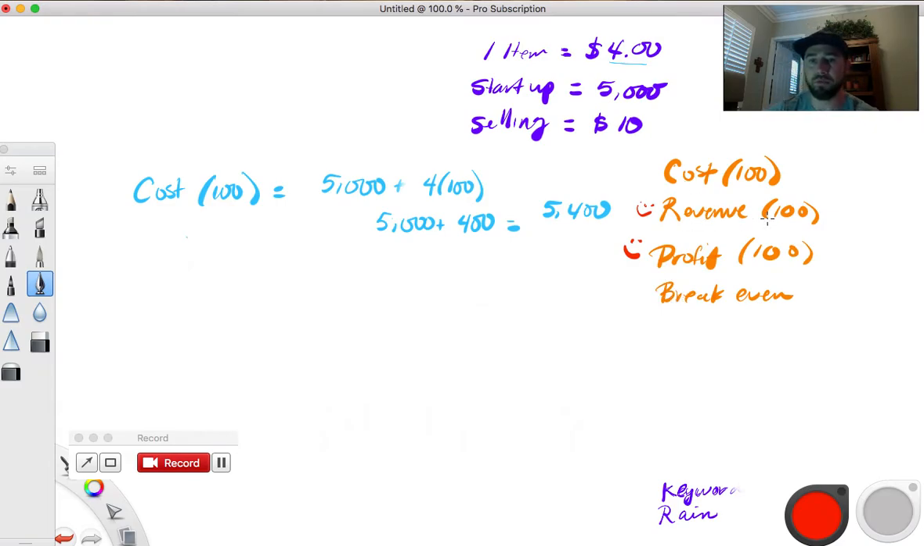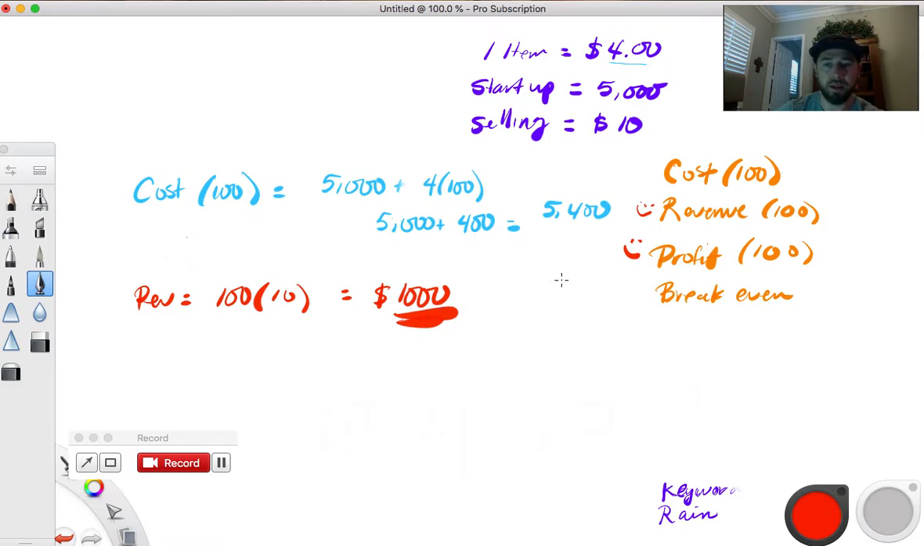Now, the revenue from selling 100 items. Let's look at our revenue. Revenue is, hey, we're going to sell 100 items, and what are we selling them for? We're selling them for 10 bucks each. So 100 times 10 is 1,000 bucks. So we would bring in 1,000 bucks if we sold 100 of our items.